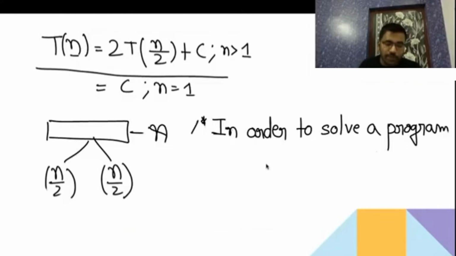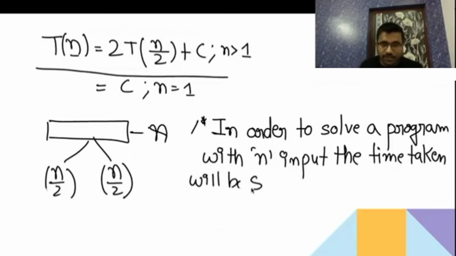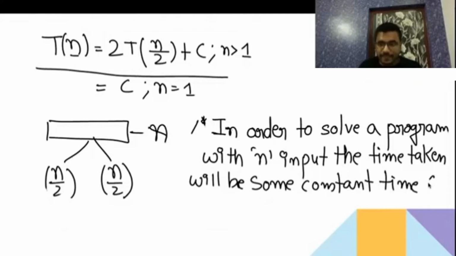In order to solve a program with n input, the time taken will be some constant time c plus 2 times T(n/2).